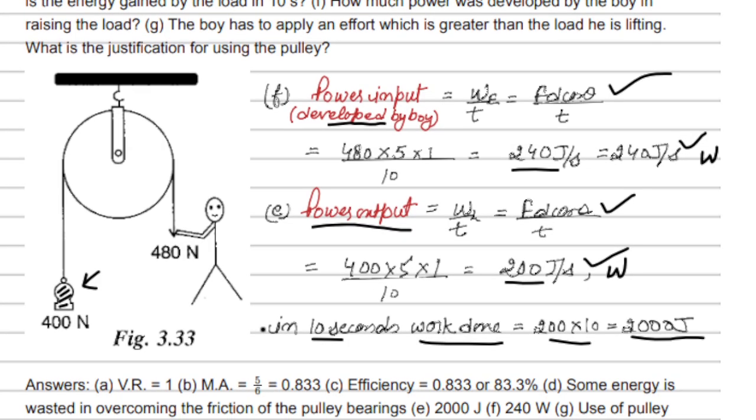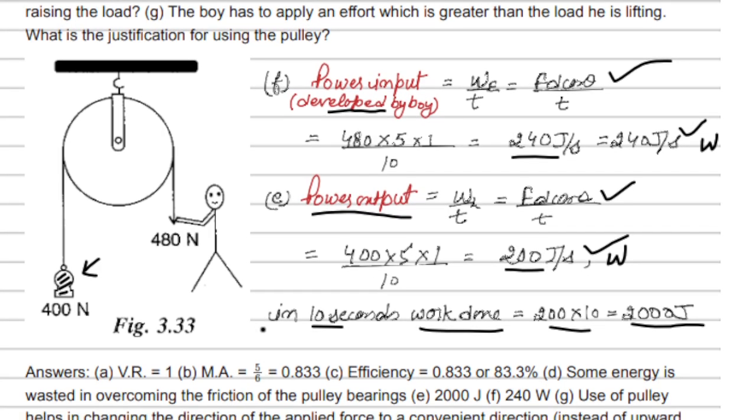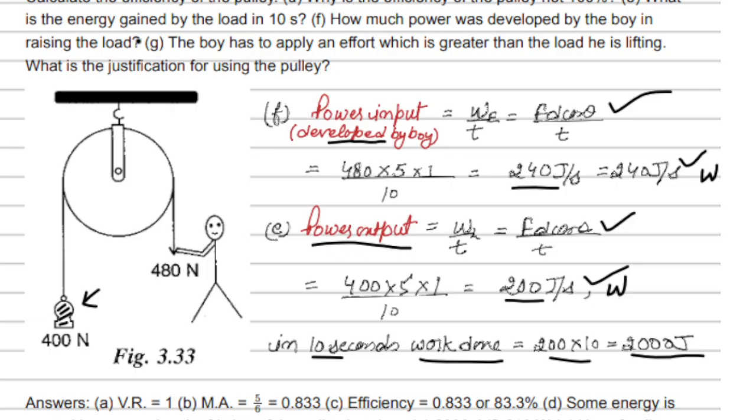Now let's see what they are asking in this one: why the boy has to apply an effort which is greater than the load he is lifting. Because this is not a 100% efficient machine we are having here. What is the justification for using the pulley then? The justification of the pulley is that you can conveniently apply force.